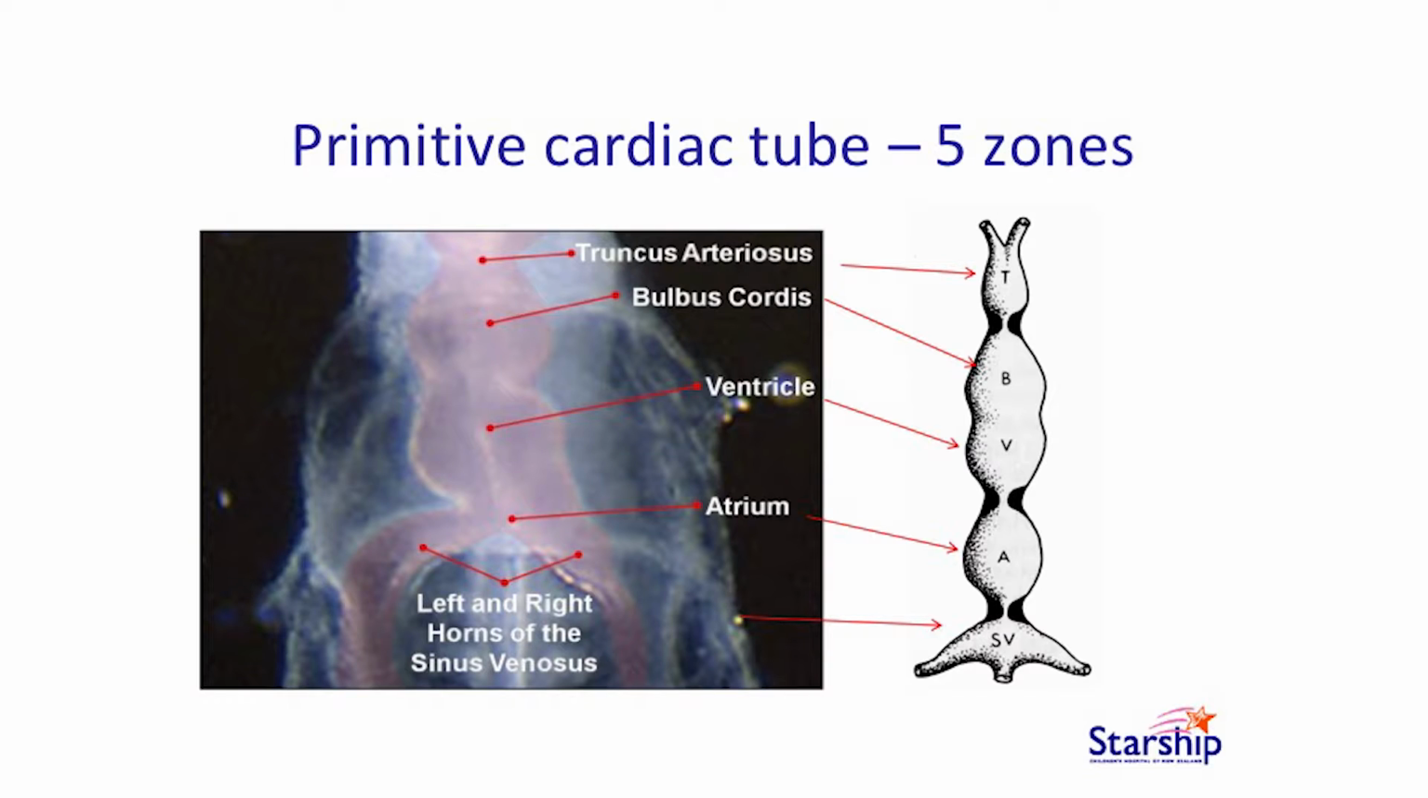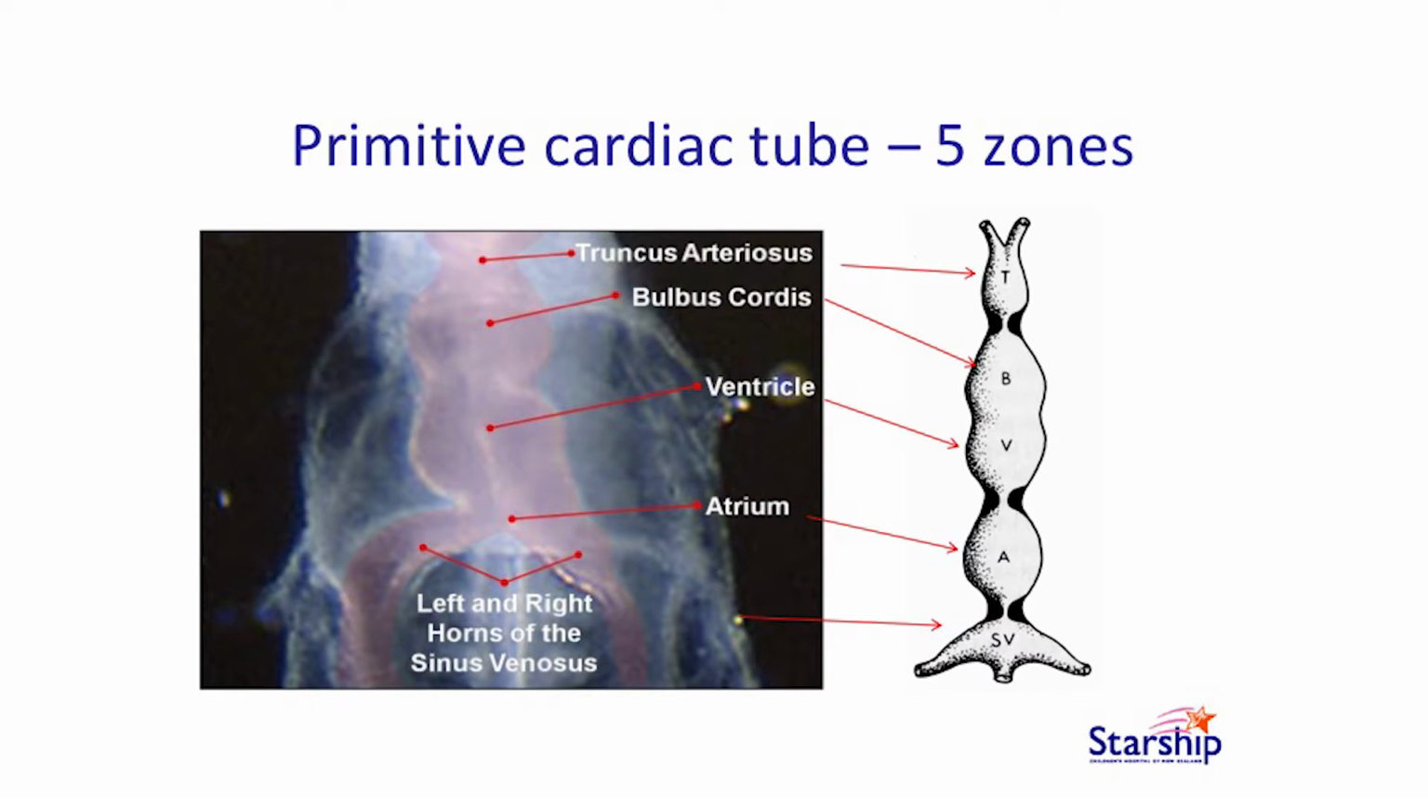You have the truncal area, or the truncus arteriosus. That ends up being your pulmonary artery and your aorta. You have your bulbus cordis. The bulbus cordis will become the right ventricle. And then you have the ventricular part, that becomes the right and the left ventricle. And you have your primitive atrium, which forms the front part of the left and right atrium.